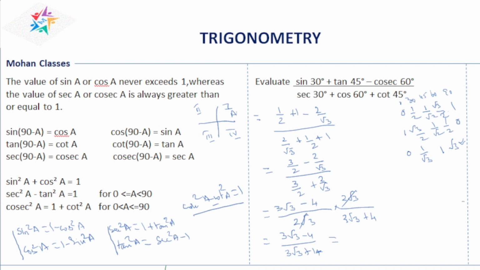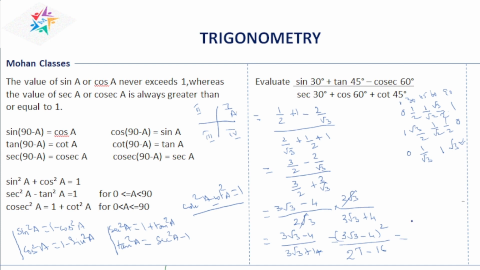So, here 3 root 3 minus 4 divided by 3 root 3 plus 4. So, I am going to multiply 3 root 3 plus 4 both numerator and denominator. Okay. So, if you are multiplying both numerator and denominator, what you will get? 3 root 3 minus 4 whole square divided by 3 root 3 square minus 4 square, a square minus b square will come, right? So that means 27 minus 16.